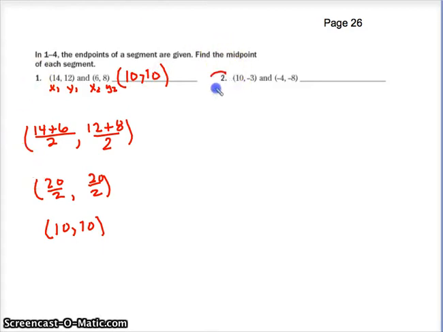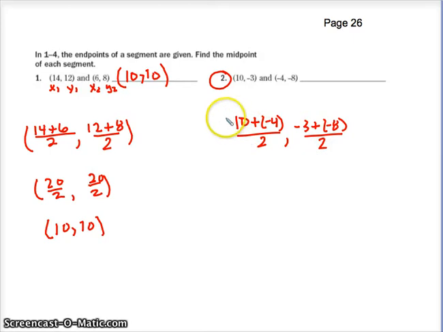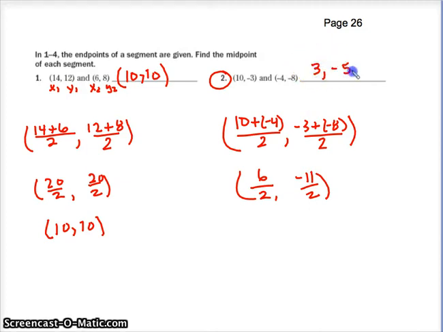Now it's your turn. You try question number 2, reviewing how to find the midpoint of 2 ordered pairs. Okay, time to check your work. You should have done 10 plus negative 4 divided by 2, and negative 3 plus negative 8 divided by 2. When simplifying, 10 plus negative 4 is 6. This is 6 over 2. And this is negative 11 over 2. So your final answer should have been the ordered pair 3, negative 5.5.